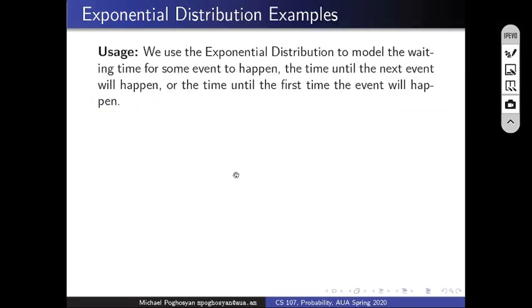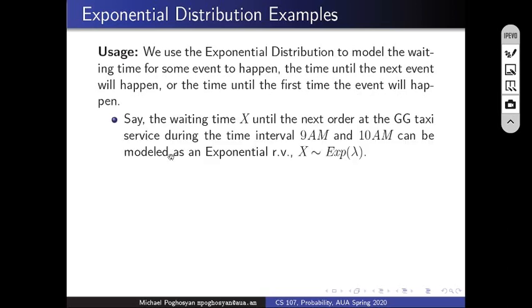Now the usage. This is a very important random variable, and it is very much connected with the Poisson distribution, the Poisson random variable. Later I will give some explanation. We will talk a lot about that. But first, about the usage of the exponential distribution. We use the exponential distribution to model the waiting time for some event to happen, the time until the next event will happen, or the time until the first time the event will happen. So let me give some examples, and later we will do some more.